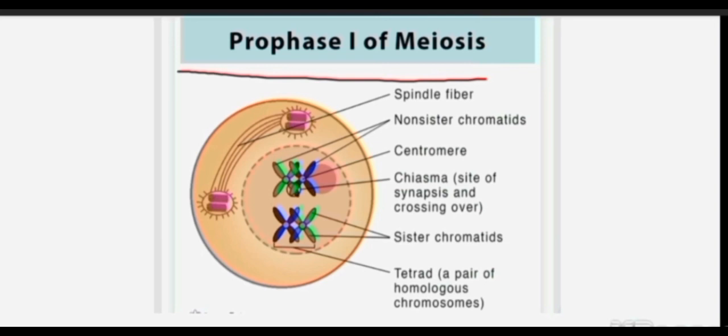This phase is different from the prophase of mitosis because here the homologous chromosomes are present, which are in contact and form the synapse with each other, and here the crossing over also occurs. In mitosis, the chromosomes are just aligned. In prophase of the mitosis, there are no homologous chromosomes.